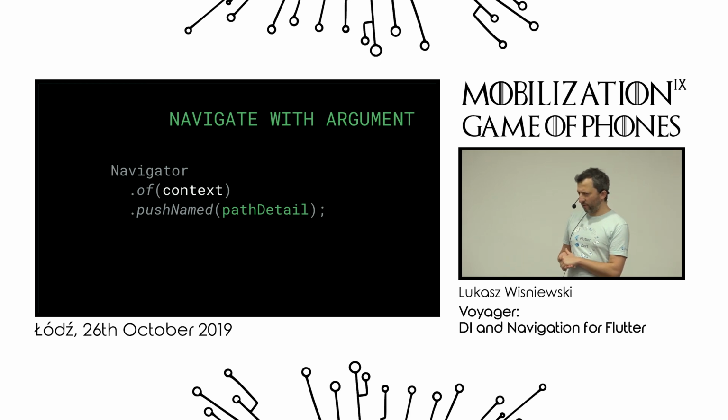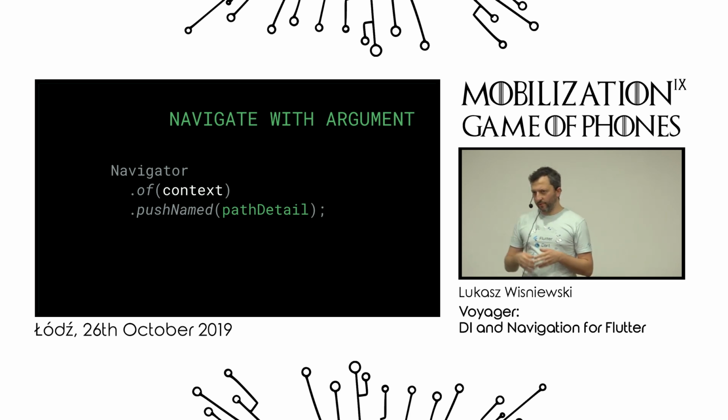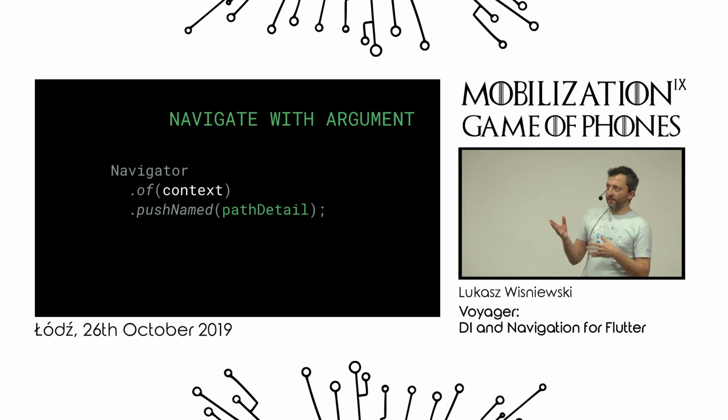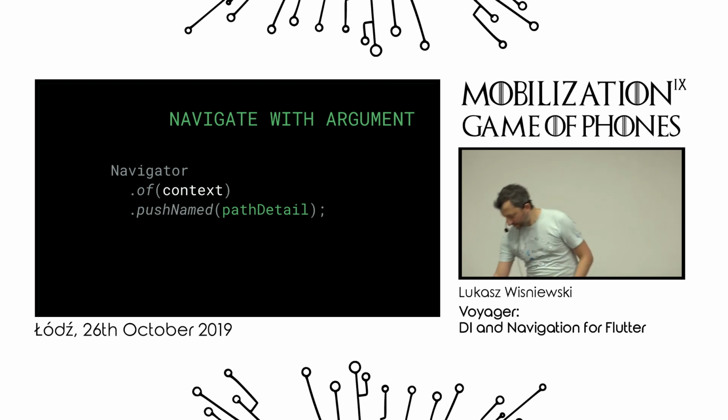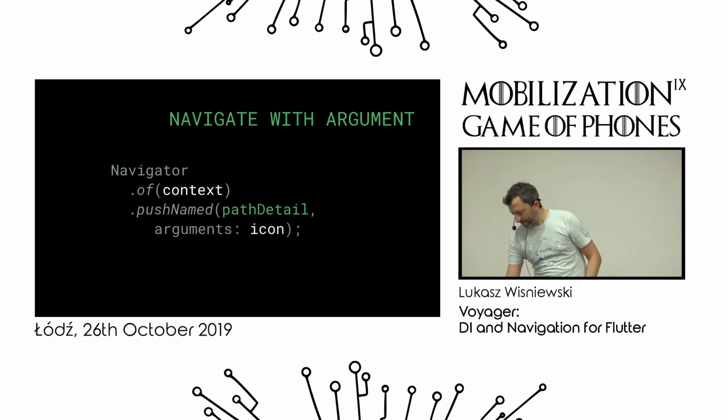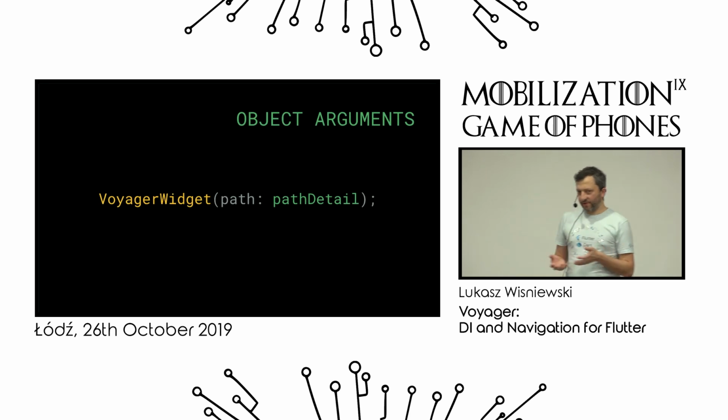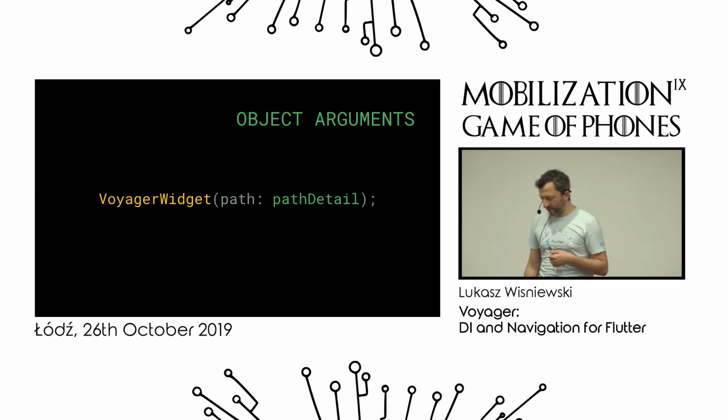Flutter 1.2 introduced navigation with arguments, and this is useful when you need to pass something to another path, like a service or database that you can reference by ID. And this is quite important in a lot of cases, so Voyager also mirrors this API.